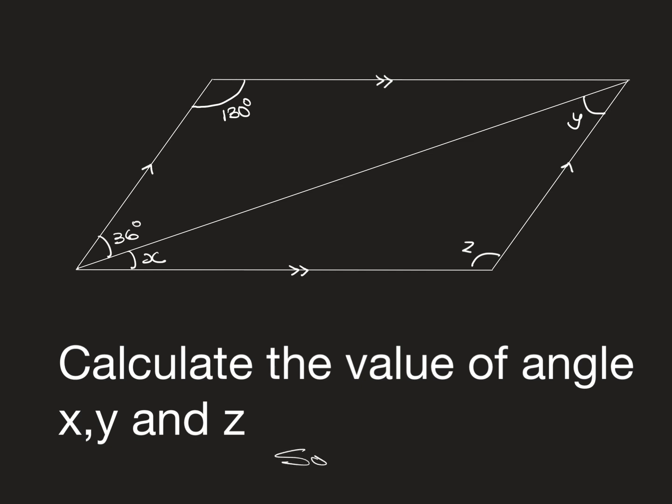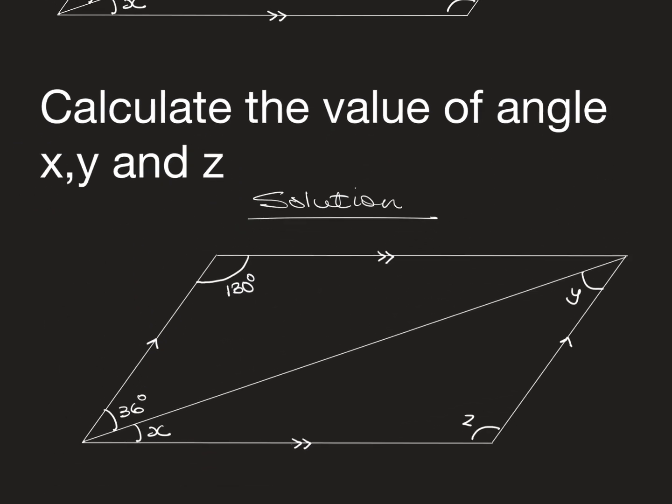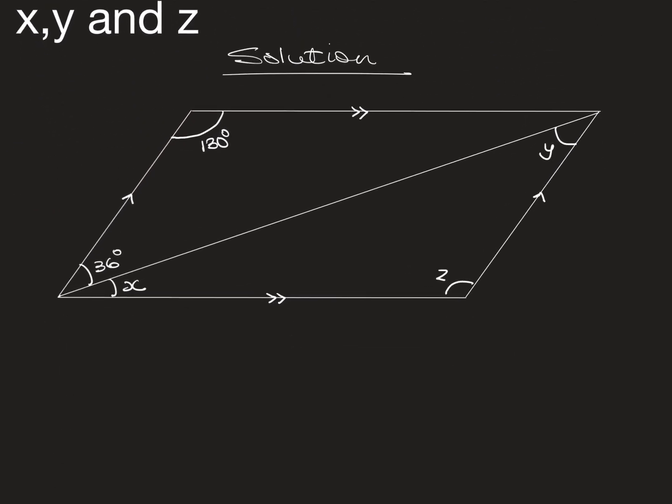So solution, if I try to extract this diagram again, this is the diagram that we have. If you have two parallel lines and then there is a transversal, we said that this angle and this angle are co-interior angles. Okay? And co-interior angles will add up to 180 degrees.